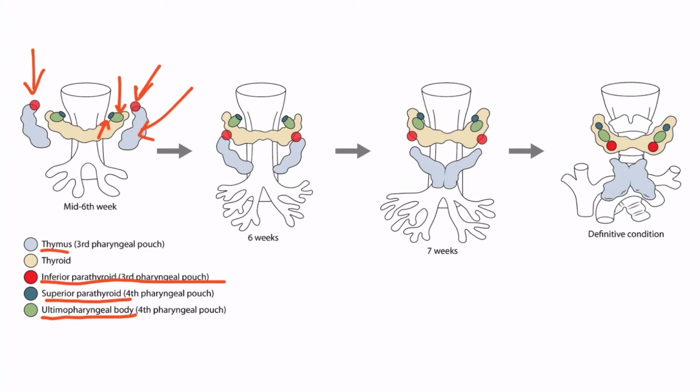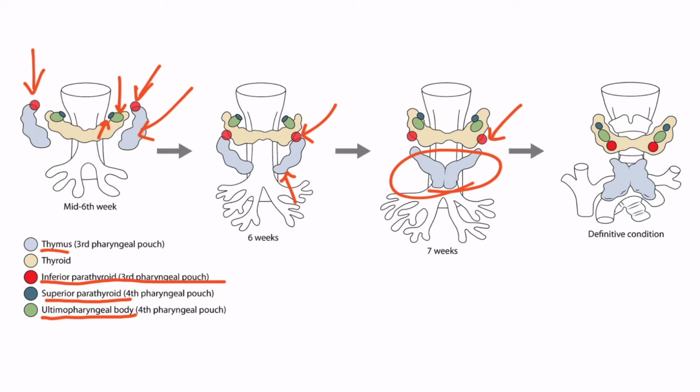So if we look at the week 6 mark, we can see that the thymus in light blue has migrated inferiorly right here, along with the inferior parathyroid glands right here. At the week 7 mark, we can see that this continues to occur as the thymus migrates further inferiorly and the inferior parathyroids stay put. So right here and right here. So just remember, all of the structures derived from the third pouch end up inferior to the structures of the fourth pouch, although they don't start off that way.